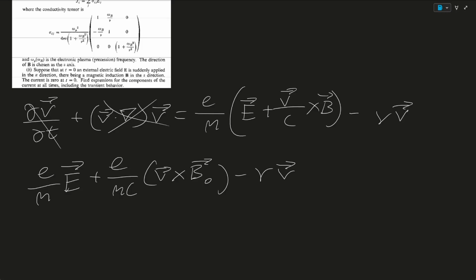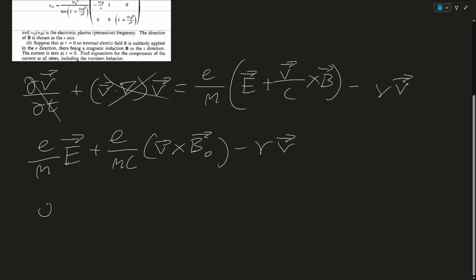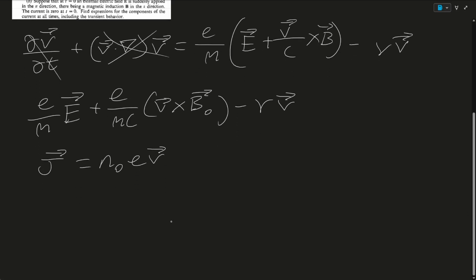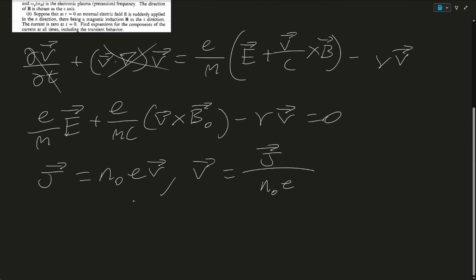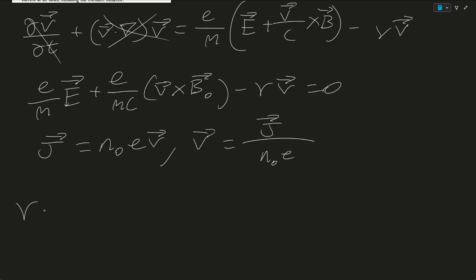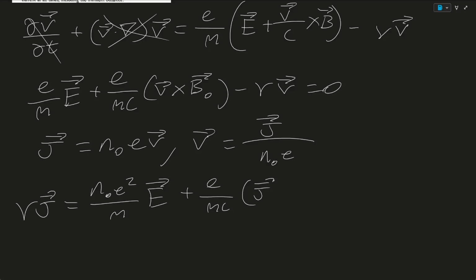Now we'll define our current density J as n0 e v, where n0 is the equilibrium electron density. So we can sub that into this equation. v is J over n0 e. And I forgot to say this equals 0. From that we can sub in J, also rearranging slightly: nu J is n0 e squared over m times the electric field plus e over mc J cross B naught.